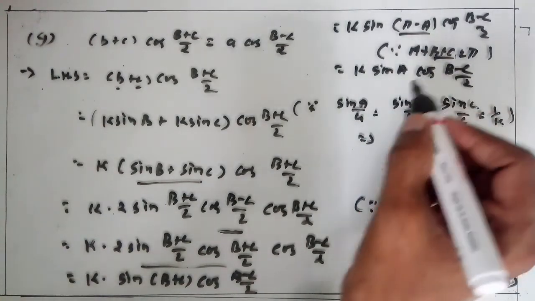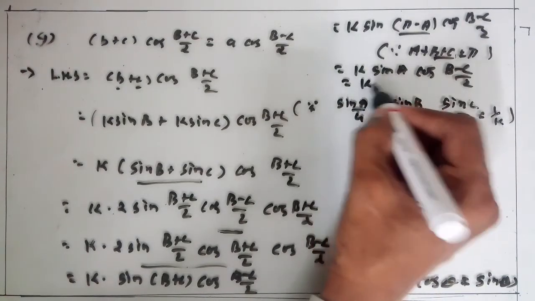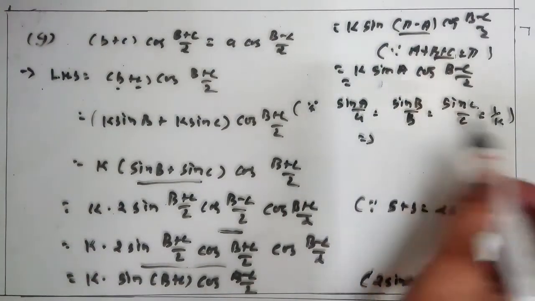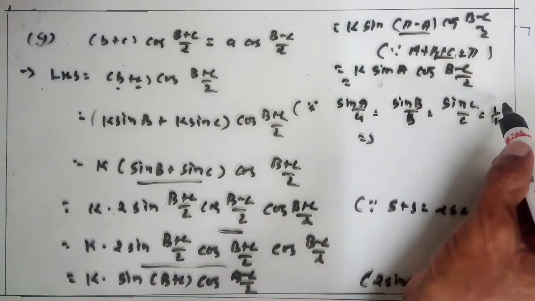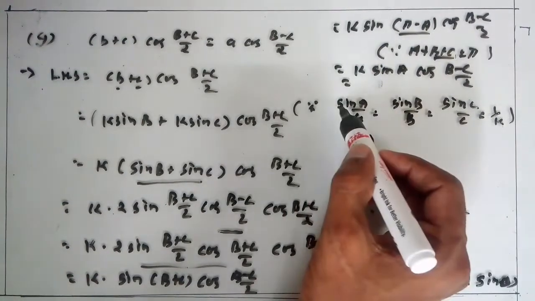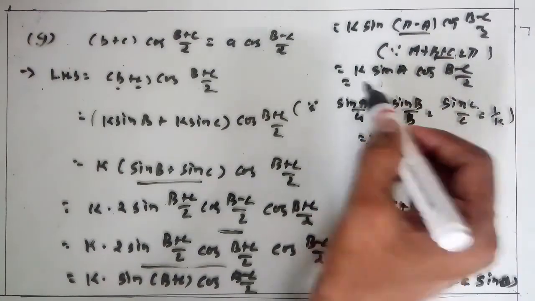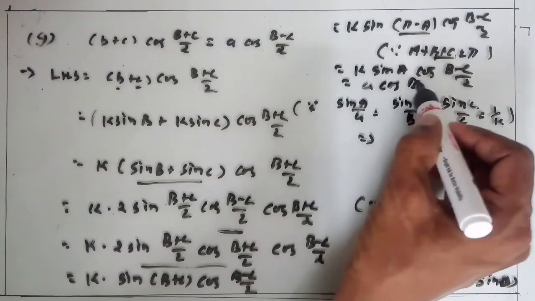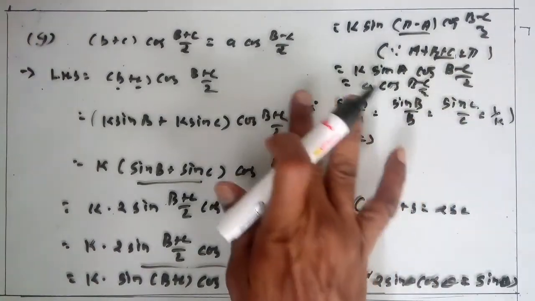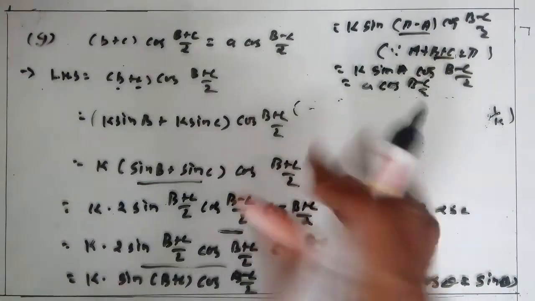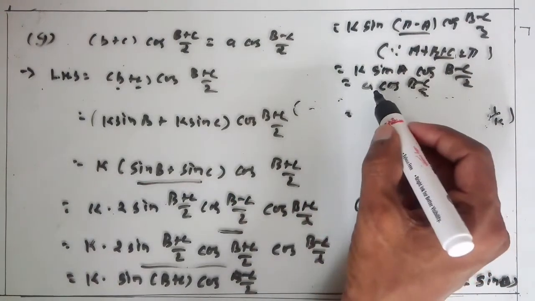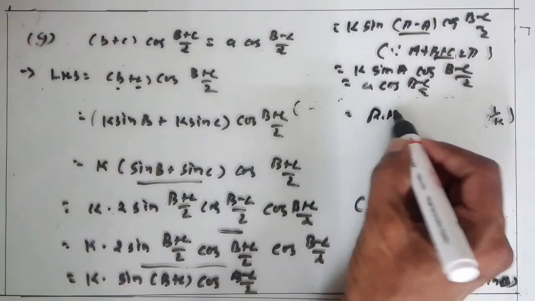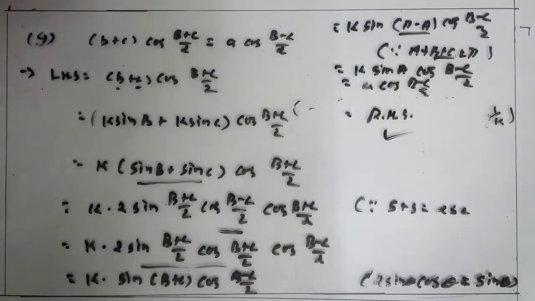Clear? So it is equal to k sin A. What is k sin A? Taking k to this side, k sin A is equal to a. So a into cos((B − C)/2). Clear? So it is equal to a into cos((B − C)/2), which is the right hand side, RHS. Hence proved. Clear?